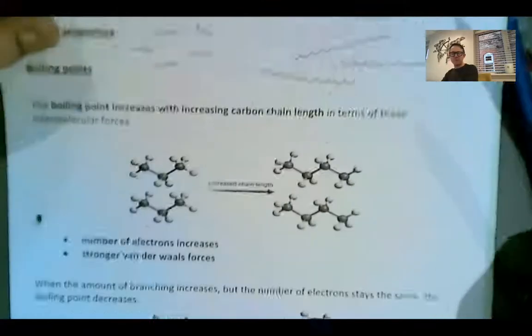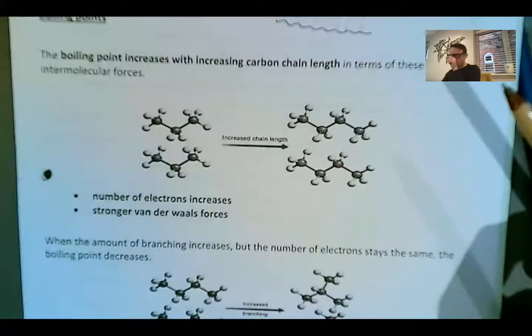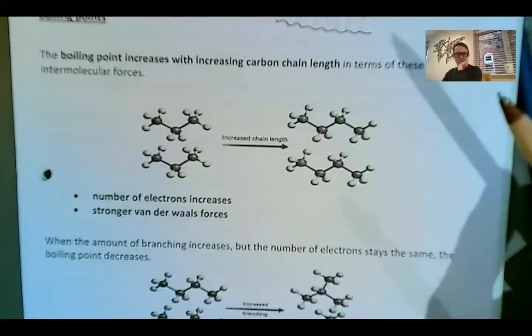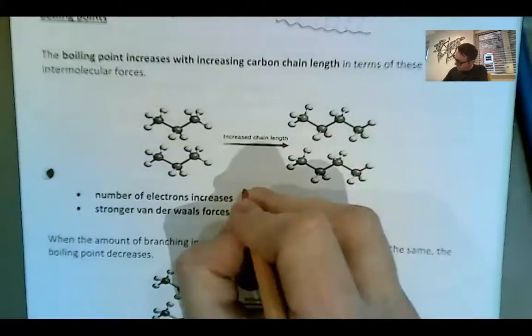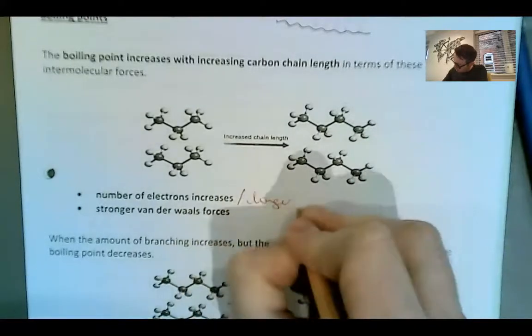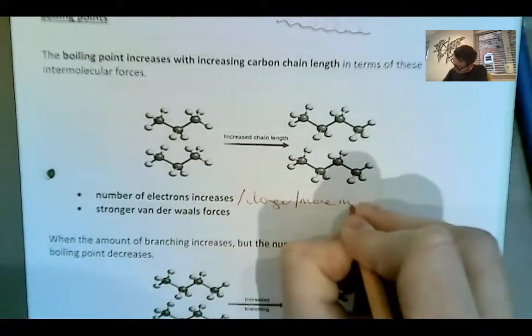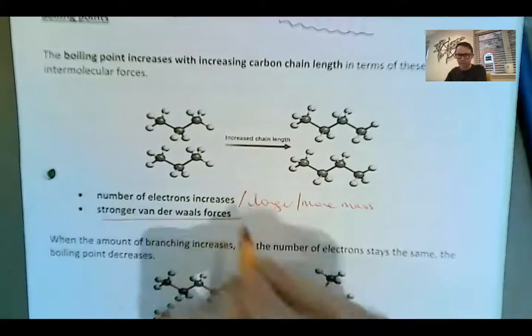Okay, so how do we phrase that in an exam? If you're asked to explain why longer hydrocarbons have higher melting points, we'd say there are more electrons, or you could say longer or more mass. And that means stronger van der Waals forces.